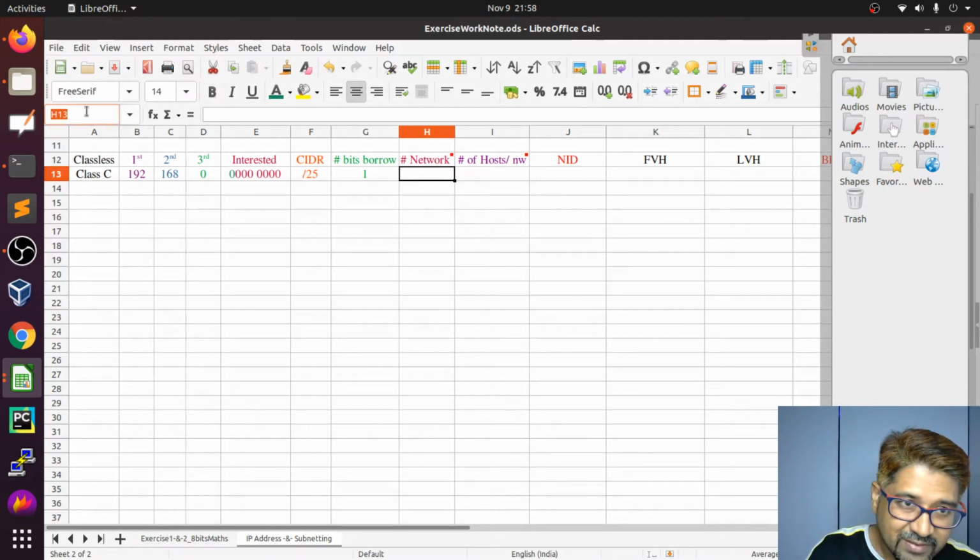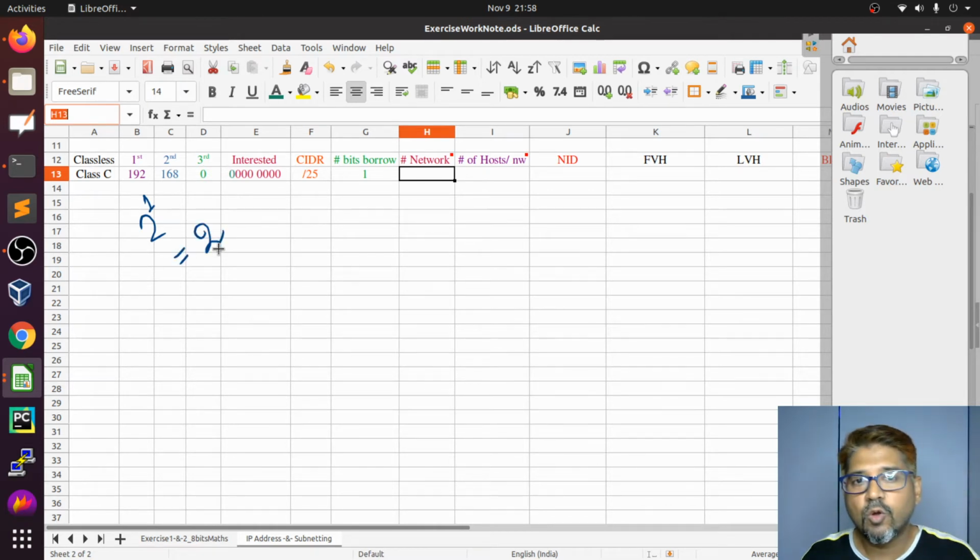This calculation is 2 to the power of how many bits you borrow. We borrow 1 bit and this gives you 2. It means if you borrow 1 bit, it is going to divide into 2 equal networks, so we are going to get 2 networks here.